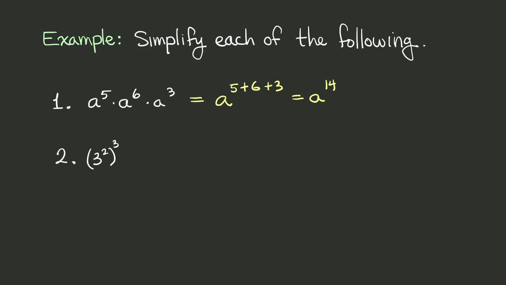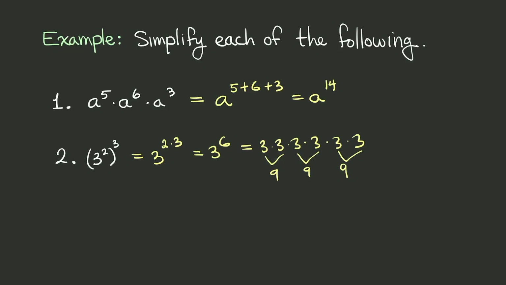In our second example, we have 3 squared, and then that's all raised to the 3rd power. So we could write this as 3 to the 2 times 3, or in other words, 3 to the 6th power. Now this could be computed by multiplying this out, 3 times 3 times 3 times 3 times 3 times 3, we know that's what it means, and then we could start multiplying. This would be 9 times 9 times 9, which would give us 27 times 9, which in turn is 243.